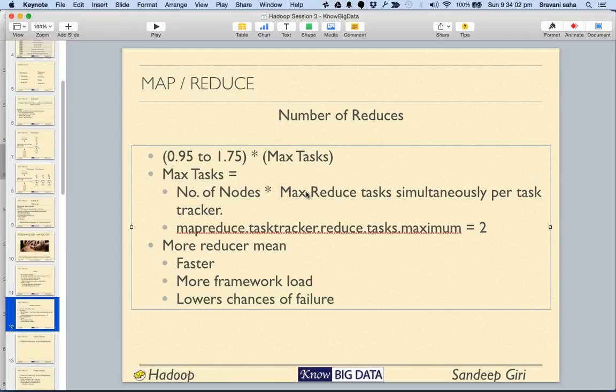And how do you know how many tasks there are? Generally, the maximum possible tasks on your cluster is the number of nodes in your cluster multiplied by how many tasks can be executed on each node. That is the maximum tasks.